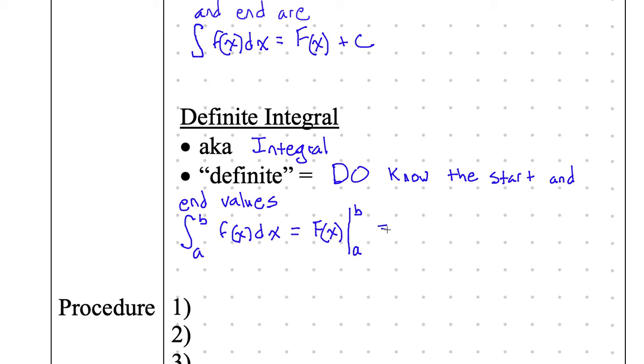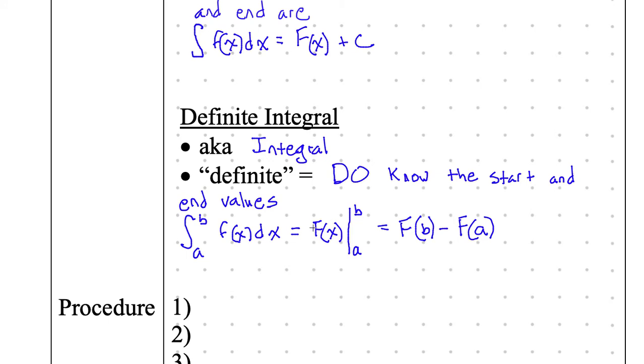So let's do that. Let's plug in b. I have capital F of b, and then subtract what happens when I plug in a, capital F of a. And you might be asking, well, what happened to that constant of integration? At the very end of this lesson, I will show you how the cake ate itself. So that is your formal definition of the integral.